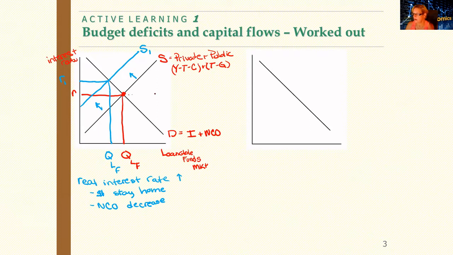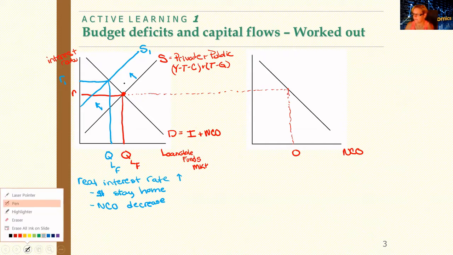At a balanced budget, I'm going to follow this over. Remember, this is net capital outflow, and if I drop this down, this is where we have a balanced budget net capital outflow. Now let me change up the colors again so we can follow through what happens when we start to run a budget deficit.